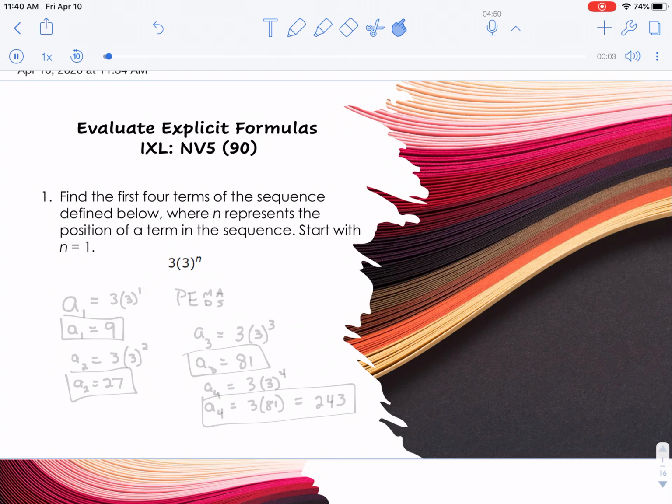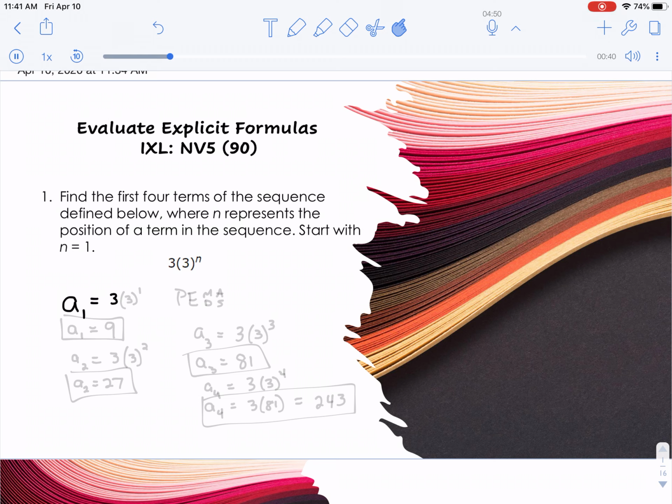All right, this is how to evaluate explicit formulas, which you're going to need for IXL in V5 with a SMART score of 90. First one says find the first four terms of the sequence defined below, where n represents the position of a term in the sequence. Start with n equals 1. So, if I'm finding n equals 1, then what I'm looking for is a sub 1. And a sub 1 is just taking the n and plugging in a 1.